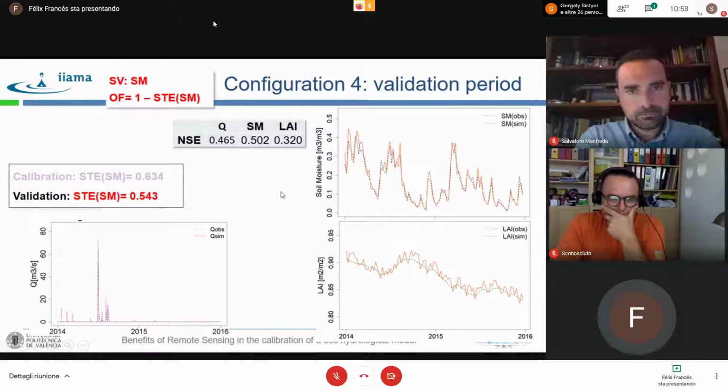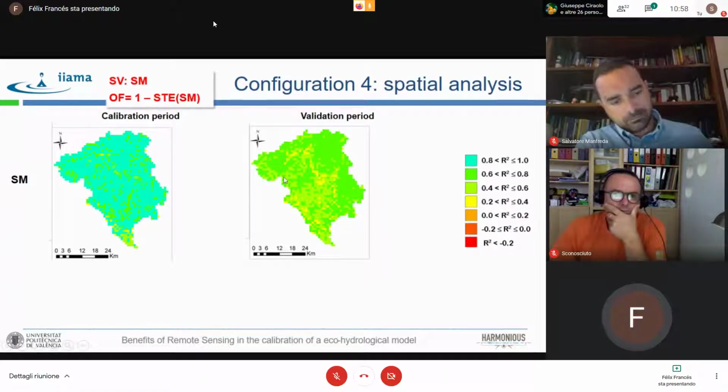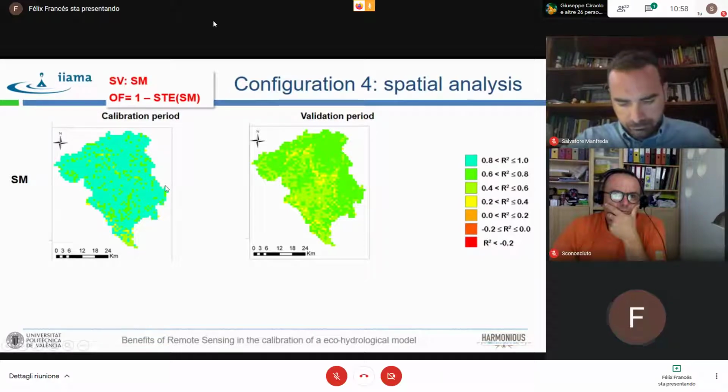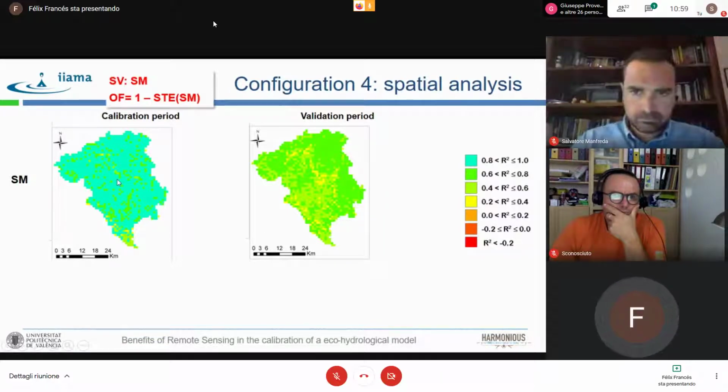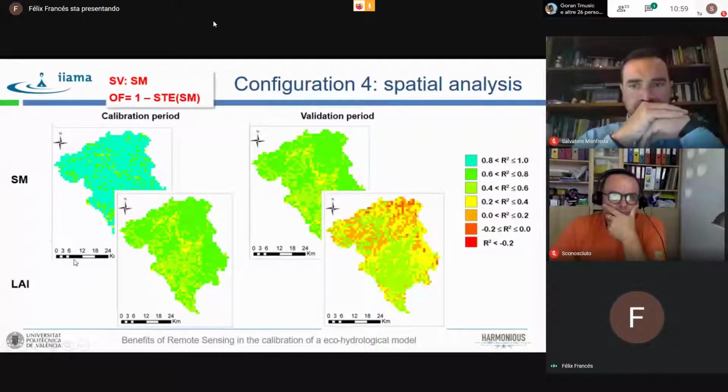And if we look in space, we can see that the coefficient of determination, the R-squared, is positive in almost all pixels, I would say in all pixels actually, for the surface soil moisture, and a little bit worse concerning the leaf area index, because we didn't use the leaf area index in the calibration.